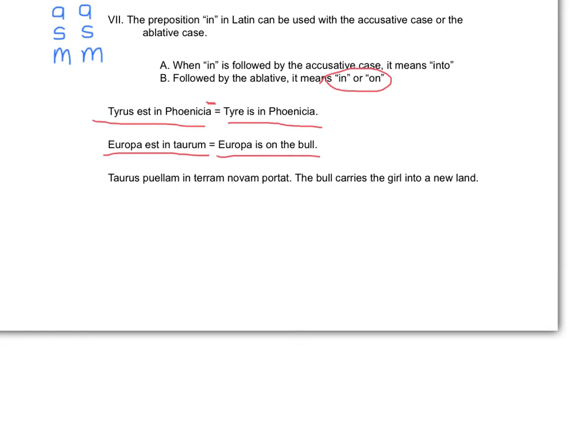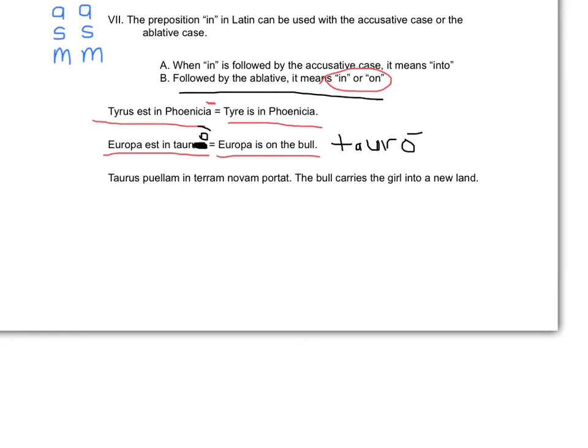Oh, sorry, that's my typo right there. This should be in the ablative again. So it would say Europa est in Tauro with a long O. Europa is on the bull because when it's followed by the ablative, again, my typo, it should say Europa est in Tauro with a long O at the end, second declension. That should say Europa is on the bull because that makes more sense than in this example.